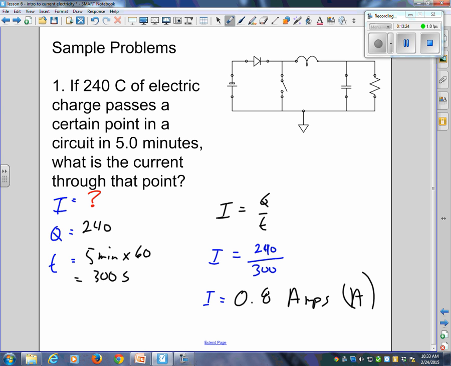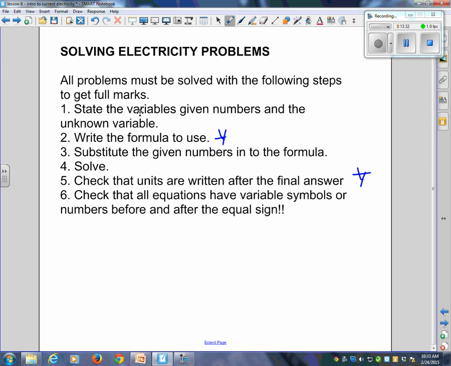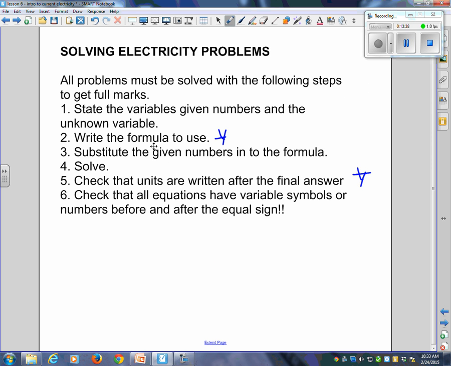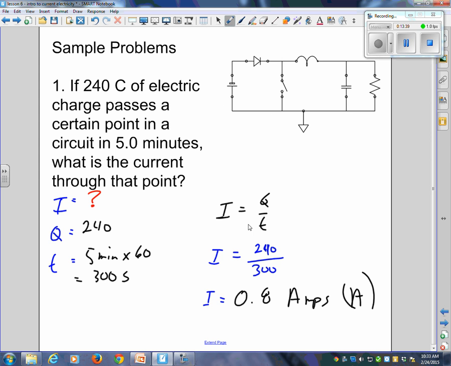Okay, good. Let's go through the steps. Have I done everything? What's step 1? State the variables given and the unknown variable. Did I do that? Over here. Write the formula to use. Did I do that? I did.